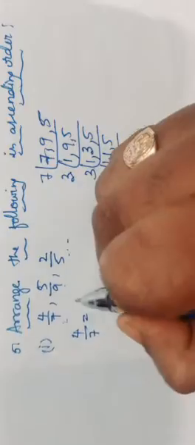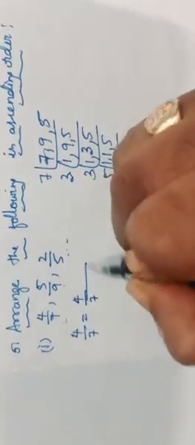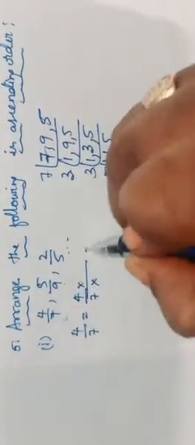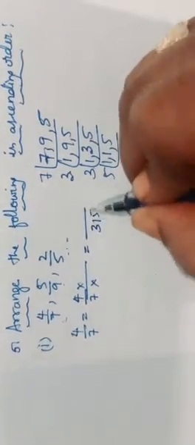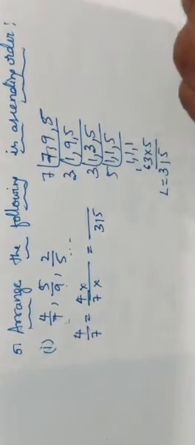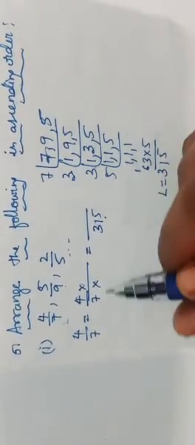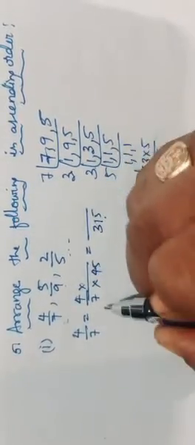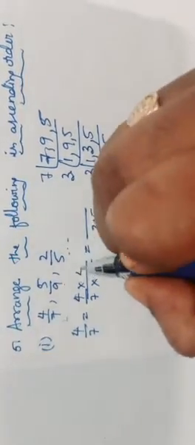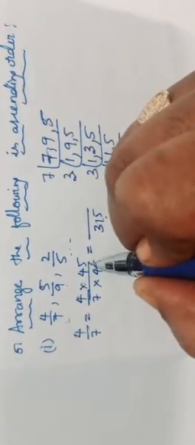Now, on the left side, let us take 4 by 7, the first rational number which is given. Here, we have to extend a little bit in the next step. In the denominator, we have to get 315. With what number do you multiply to get 315, children? We have to divide 315 by 7. So, it will be 45. 45 into 7 is 315. I will multiply 45 in the numerator also.